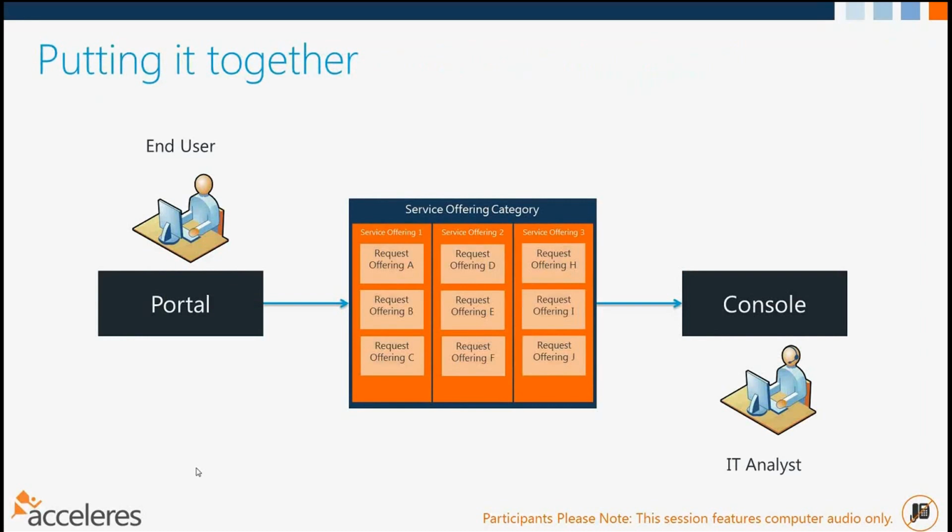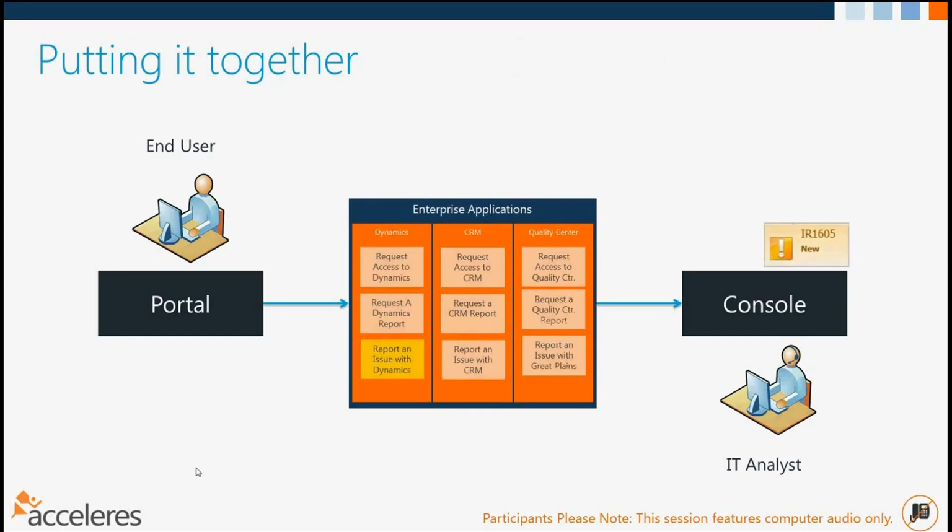So to kind of put it together here, what we've got is the end user being able to submit requests, and when we say request, I think you probably know, but just to confirm, we're talking about either a service request or an incident in Service Manager. They're going to be picking from within the Service Manager service catalog, which is going to have, and we've outlined it here, your categories, different service offerings, and then request offerings within those service offerings. That is ultimately going to generate either an incident or a service request that's going to appear in the console for an IT analyst to pick up.